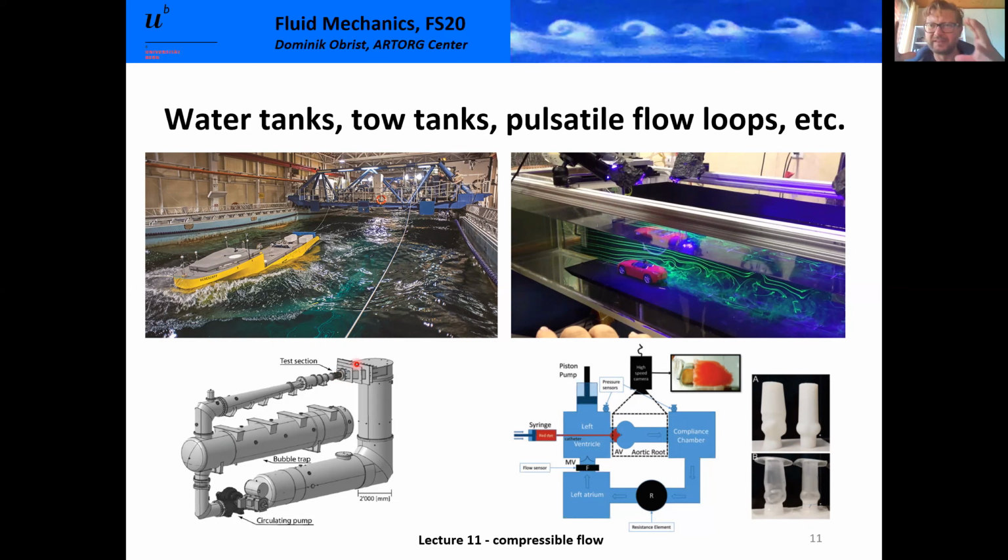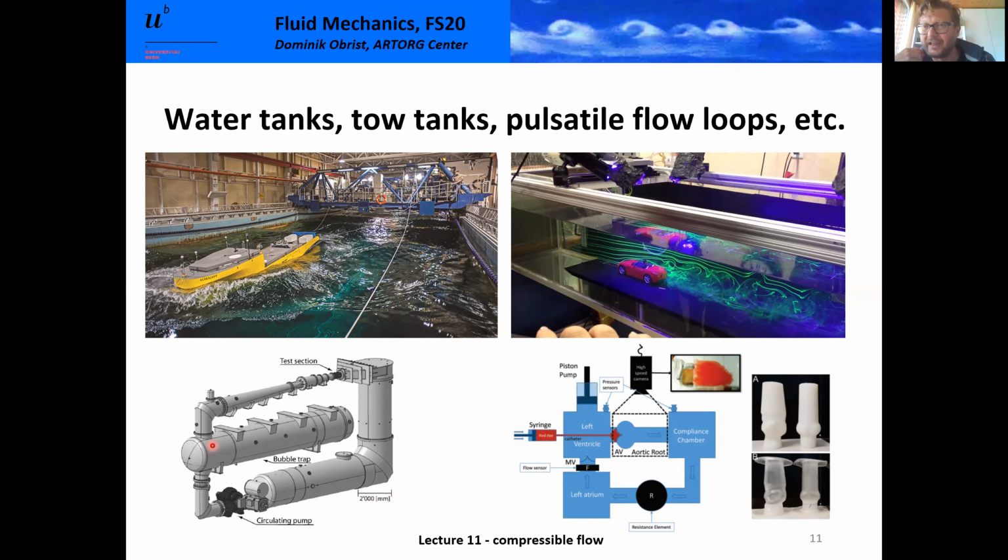I once visited that, and the test section was about that big, and the whole loop is again two or three stories high. You see here a scale, 2 meters long, and they actually invested a lot in this bubble trap. They really wanted to make sure that there's no gas in the water, right? Because they want to study cavitation.